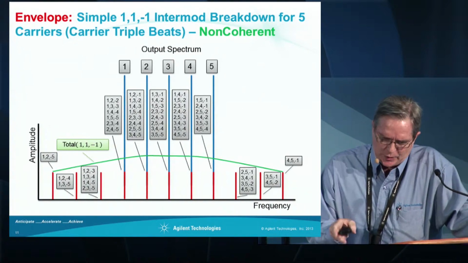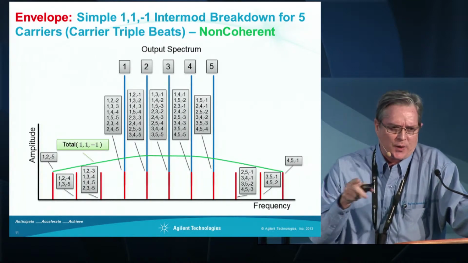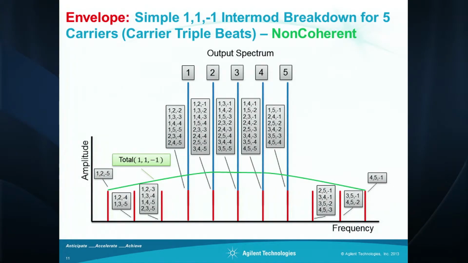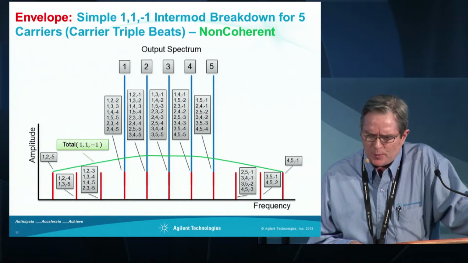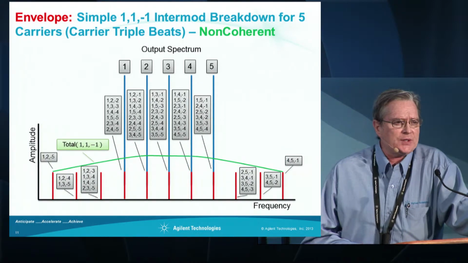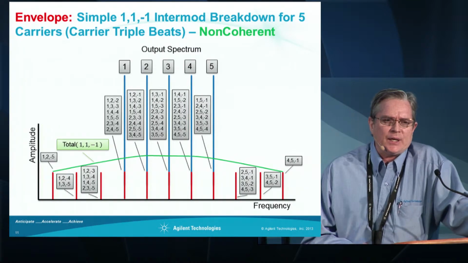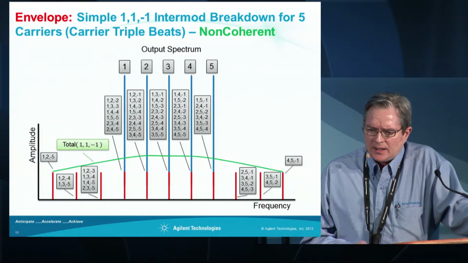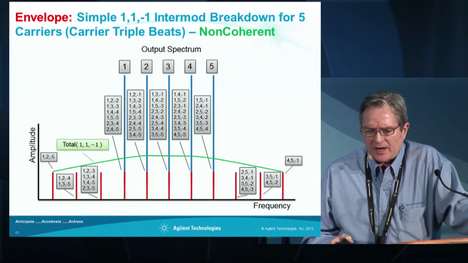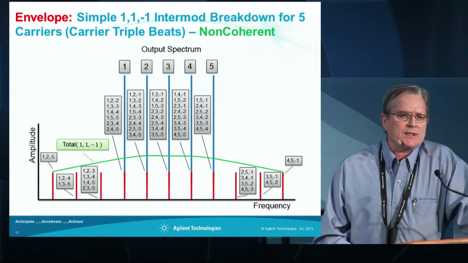If you look right underneath carrier 1, there's a gray box off to the left. Those are listing the combination of carriers that generate a particular intermod. On the very left, under the first carrier, there are 5 intermods that are generated: 1 plus 2 minus 2, 1 plus 3 minus 3, and so forth. Under carriers 2, 3, and 4, we have 8 intermods being generated. And under carrier 5, we have 5, and then you can see some of the ones out of band.